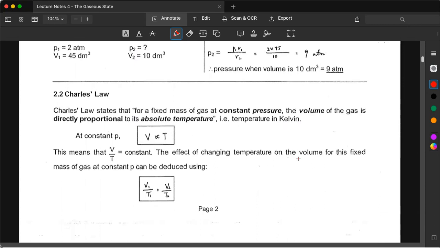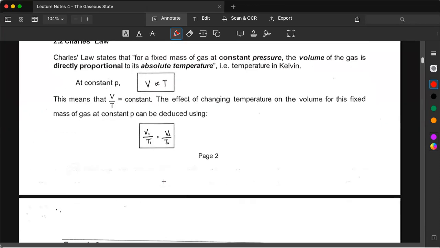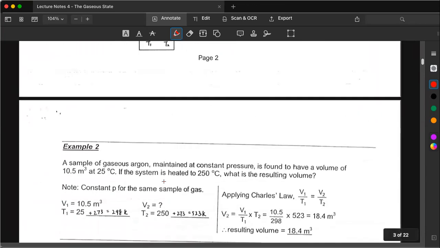Charles' law. Now, Charles' law states that for a fixed mass of gas at constant pressure, the volume is directly proportional to its absolute temperature, which is in Kelvin. So at constant P, V and T are directly proportional, which means that V over T should be constant. So the effect of changing temperature on the volume for this fixed mass of gas at constant P can be deduced using V1 over T1 equals to V2 over T2. So the ratio of volume to temperature is constant. That is provided the pressure is constant as well.